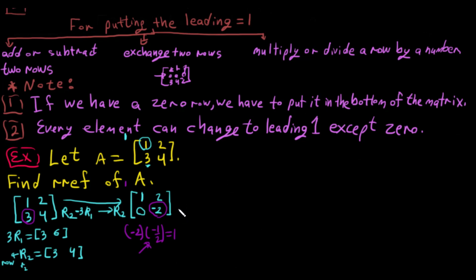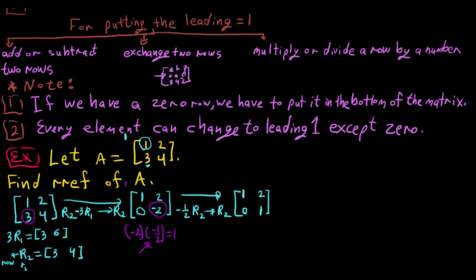So minus, okay, I will rewrite it in blue, minus half R2 to R2. So this one will become 0? Of course, 0 multiplied by minus half becomes 0. Minus 2 multiplied by minus half becomes 1. And this one remains the same.